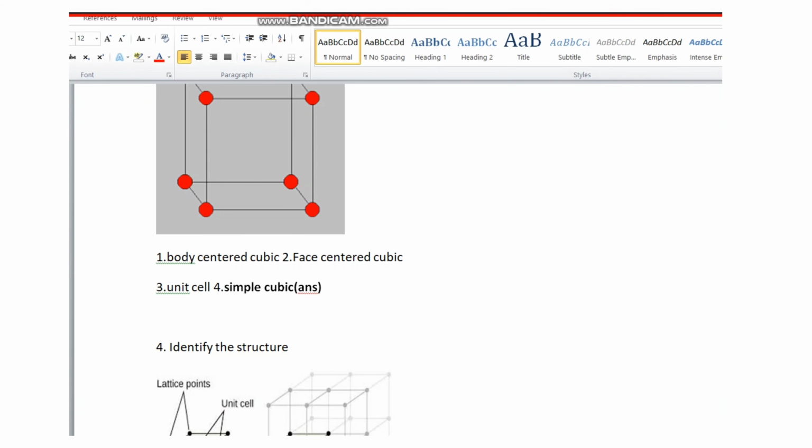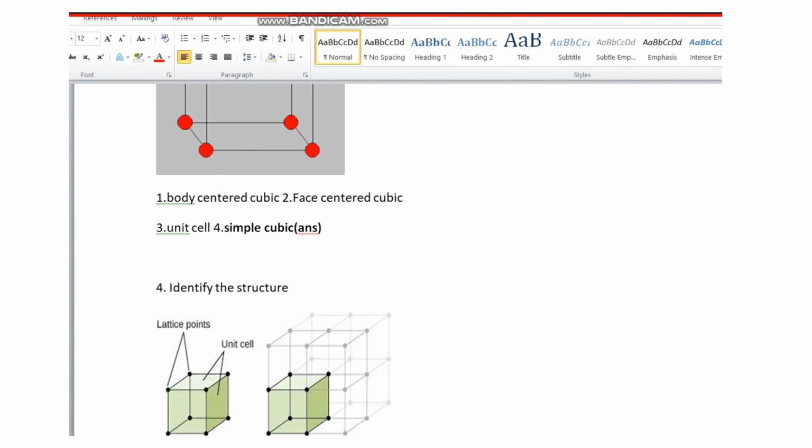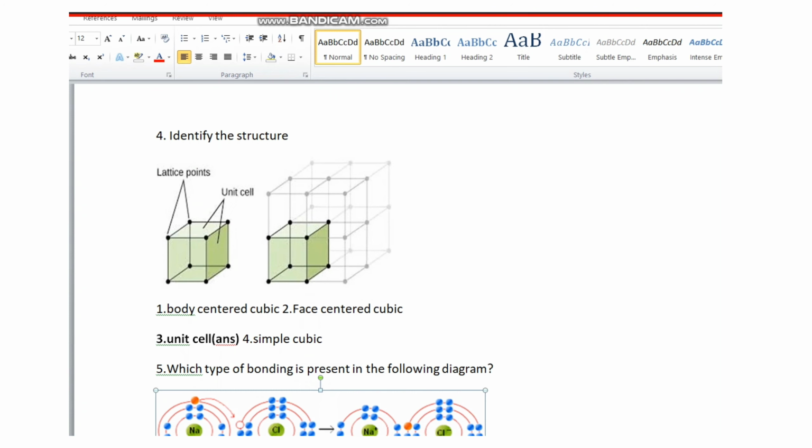Then again identify the structure. These are the lattice points and this is the unit cell, which is the repetitive unit of the crystal structure. This is the unit cell. Which type of bond is present in this diagram? This is NaCl, formation of NaCl, Na plus and Cl minus ions are present.